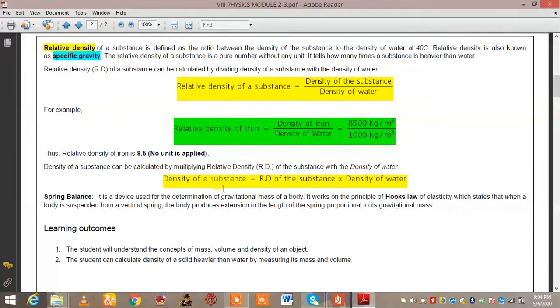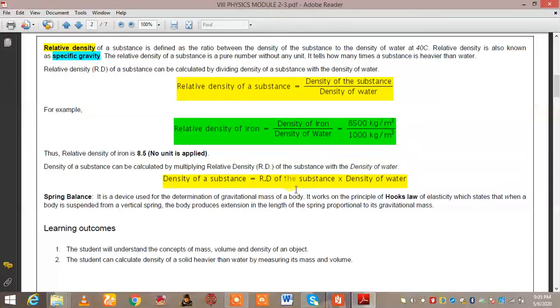Okay. Now, how do we calculate the density of a substance? Through relative density of the substance into density of water. Through this we can calculate: by cross multiplying, the density of the substance will be the relative density of the substance multiplied with the density of water.